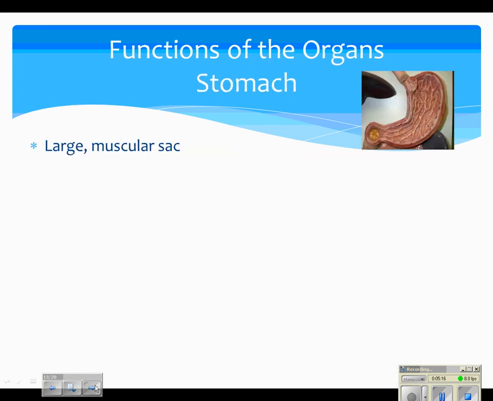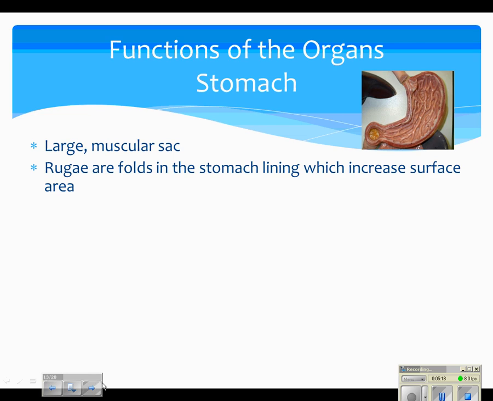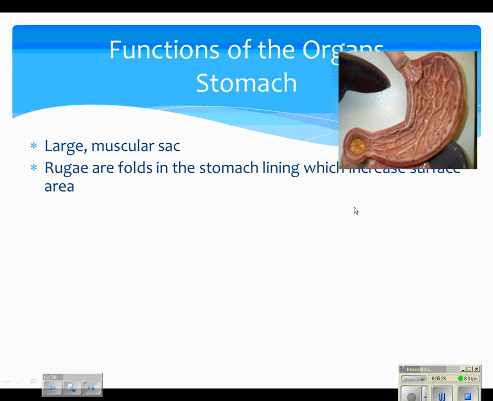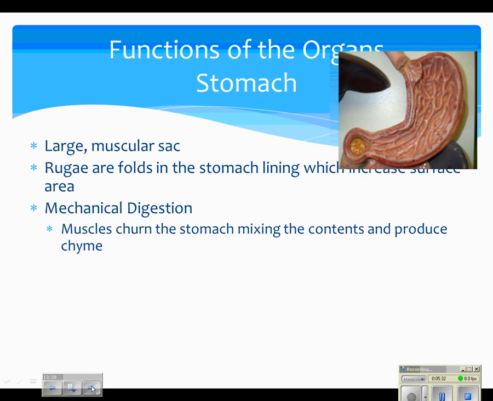Then we have the stomach, which is a large muscular sac, and inside there are folds called rugae, which increase the surface area. If we look a little closer, you can see the lining of the stomach. This is kind of what it looks like, and you have these folds in here, so you have more surface area. And then you have mechanical digestion from the stomach churning and mixing the contents, and what it does is produce a substance called chyme.